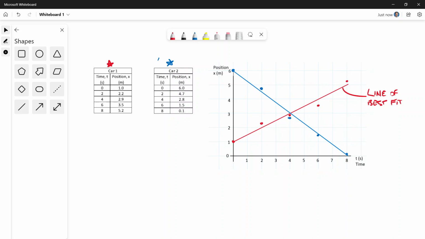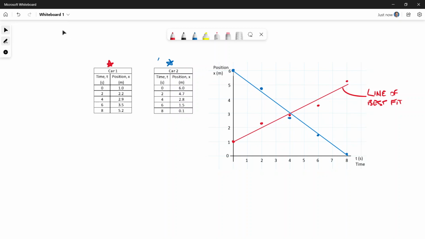Well, if I want to make predictions about this car, I now have a model for its motion with that line. And in math class, we know how to write an equation for a line. So what we're going to do here is actually analyze each line, and we're going to write a model for the motion for each car.